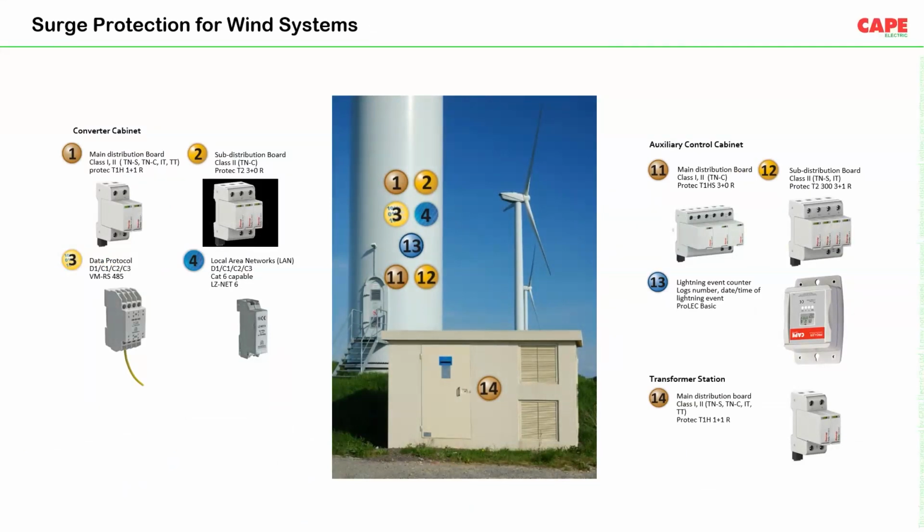Generally, in the auxiliary control cabinet, there is no neutral. So they use only a 3-pole SPD. But again, it will change case to case. Sometimes 3+1 SPDs also can be used.